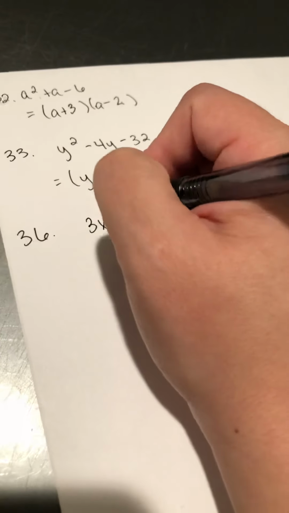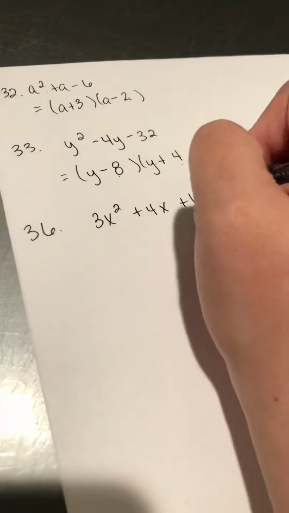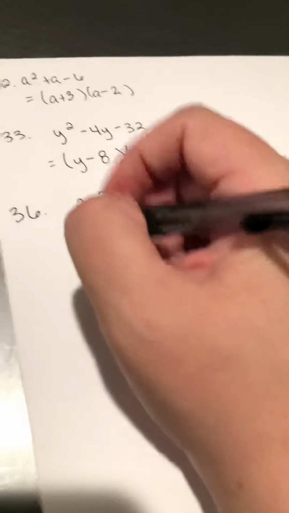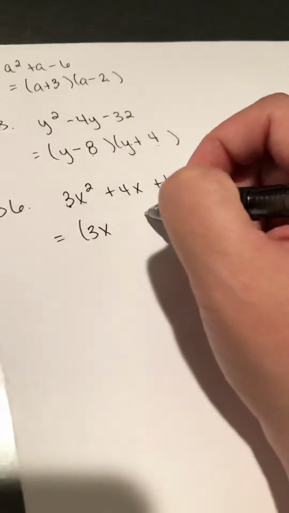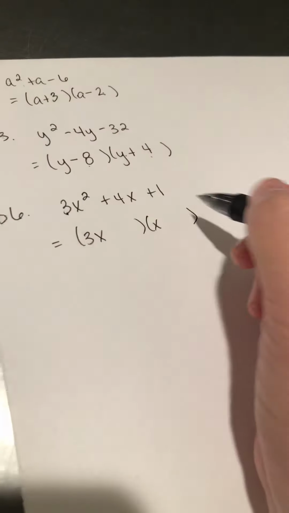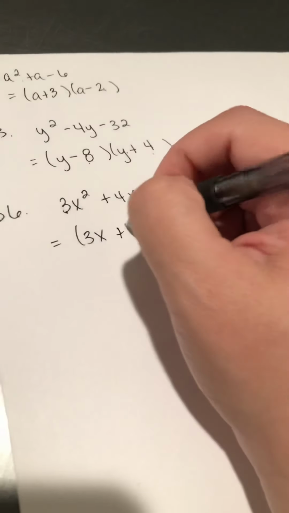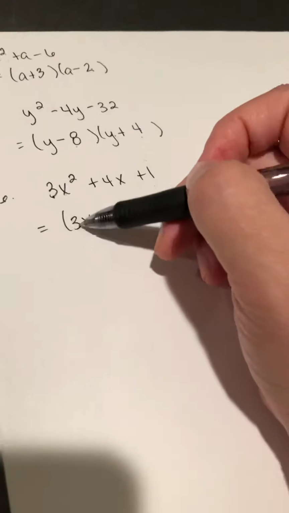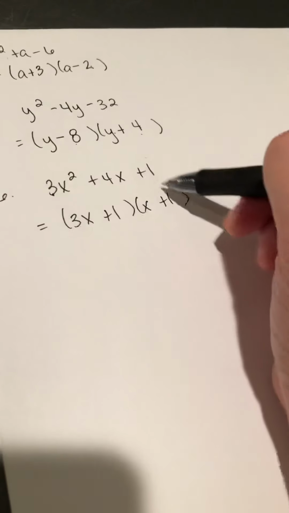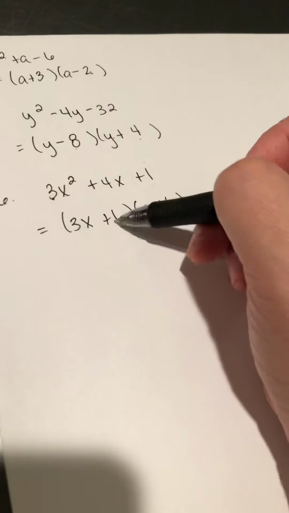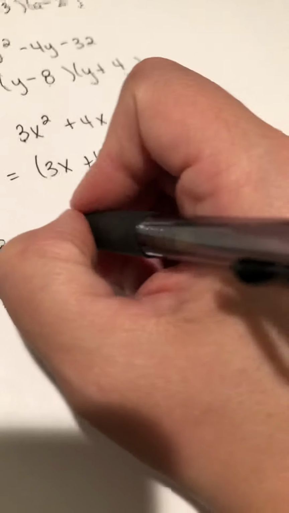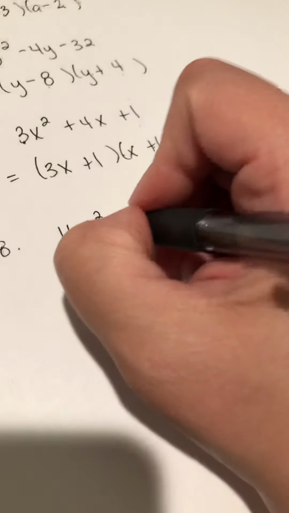Okay, for this one, the leading coefficient's not 1, but it's prime, so the only thing to do is to do 3x times x because it's prime. Your c is also prime, so you can only do 1 times 1. So if this doesn't work, it can't be factored. So 3x times x is 3x squared, plus 3x plus x is plus 4x, and then plus 1, so it does work. And now just to show you one that's a little bit different that you can do by grouping if you so choose.